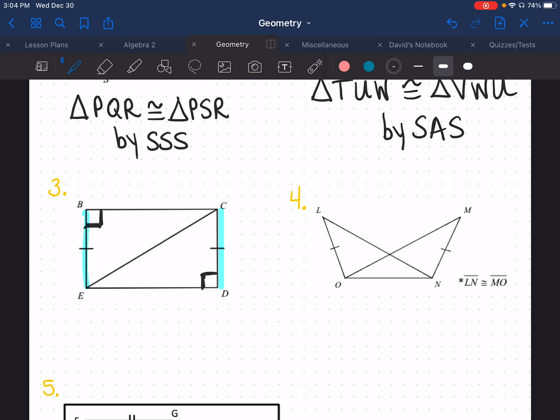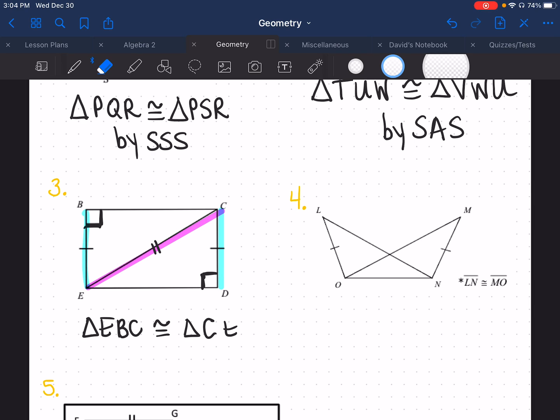But I don't see my hypotenuse. Oh, wait a minute. It's hiding right here. And of course, per the transitive property, it has to be equal to itself because it's the hypotenuse for both of them. So I could go ahead and say triangle EBC is congruent to triangle E, B, C, D, oops, I forgot the D. D, E by HL, because I have that right triangle.